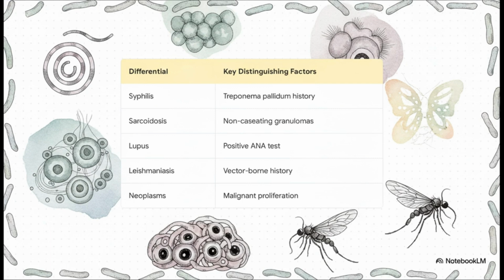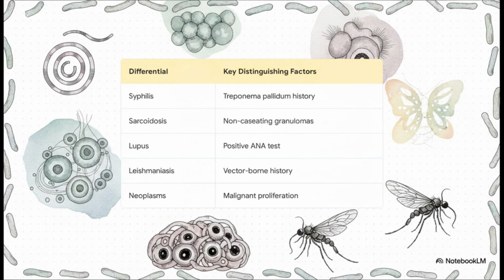Now, while we're waiting for that biopsy report to come back, we have to build our differential diagnosis. What else looks like this? Well, late-stage syphilis can cause palatal destruction, but a history of Treponema pallidum and totally different serology will separate that out. Sarcoidosis produces granulomas too, but they're classically non-caseating, and it affects a very different demographic.